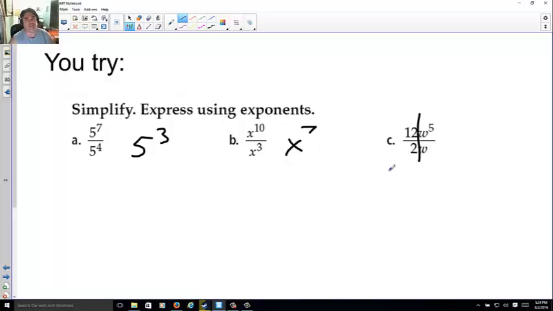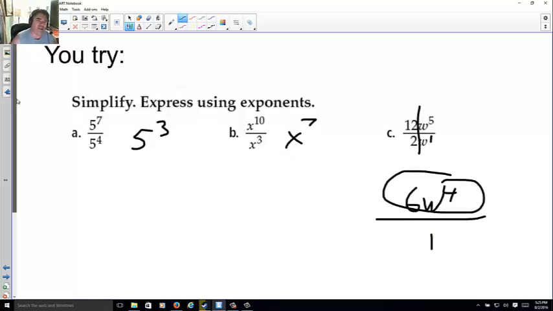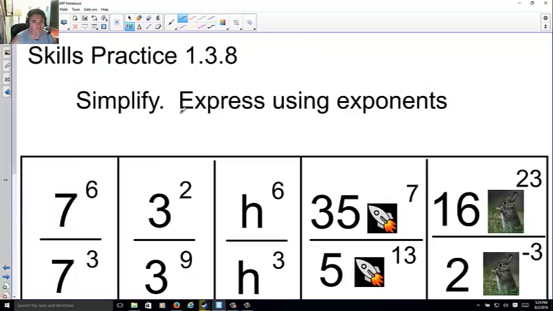And yes, we're going to do multiple examples tomorrow. 12 divided by 2 is 6, and top wins by 6, because 12 versus 2, and you're dividing, not minusing. But here, w to the fifth versus w to the first, top wins by 4. So really, you just have 6w to the fourth over 1, or just 6w to the fourth. That's complicated. We're going to get to them.